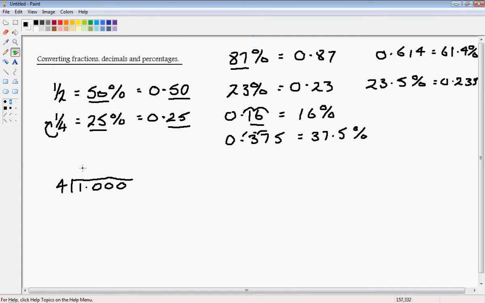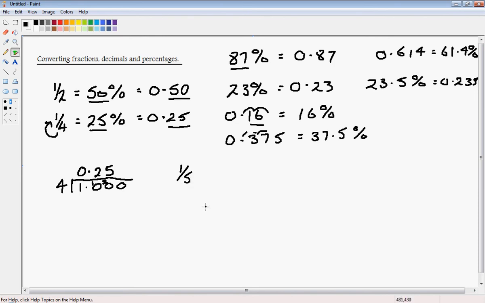So 4 into 1, as I said, we know we can't do. So we write 0, put the decimal point down, and we carry the 1 across. Now 4's into 10, I know goes 2, and 2 will be left over, so I carry that across. Now 4's into 20 goes 5. So this is how we get 0.25. We divide the bottom number into the top.